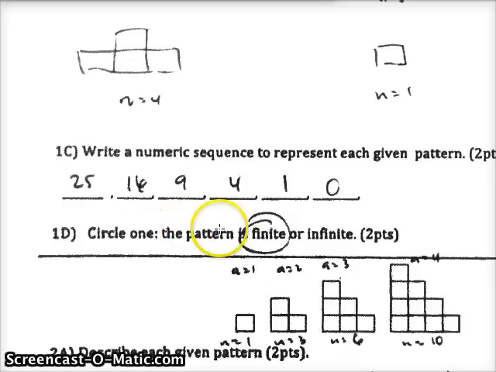This is called a finite sequence because there's an ending to it. There's a start and an end. It doesn't keep on going forever. There's no more boxes to eliminate. Each of those were worth 2 points. Notice how the directions in this one say circle 1.